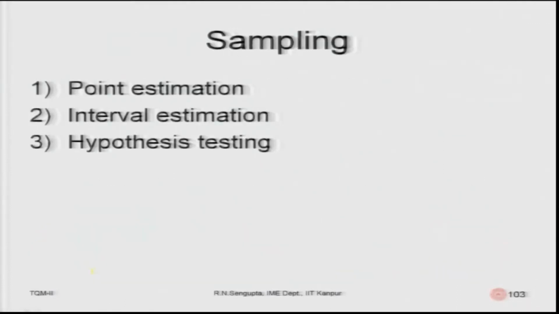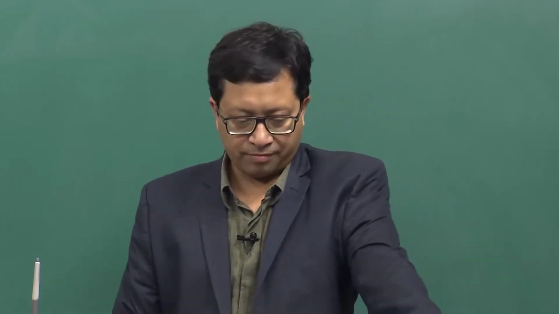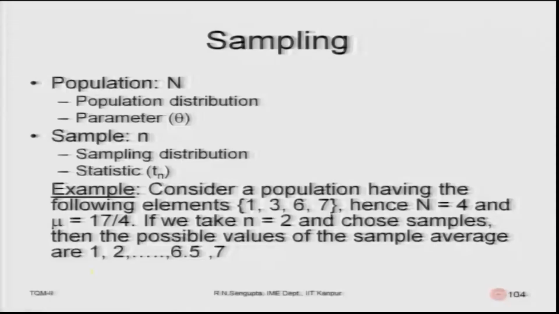So, we will consider sampling. There is point estimation, interval estimation, hypothesis testing. We will go slowly through point estimation, interval estimation, hypothesis testing. Consider in sampling, you pick up a population, you have an actual population of size capital N, the population distribution is known, you have a parameter theta, theta can be scalar or vector depending on the problem, and you pick up a sample, the sample is of size n and the sample distribution is given.